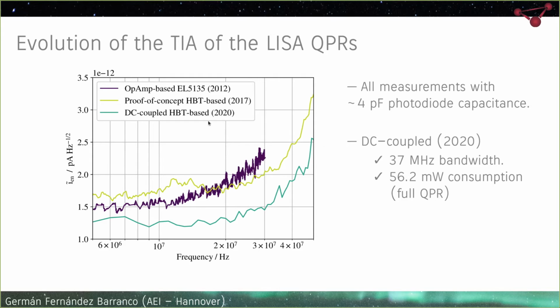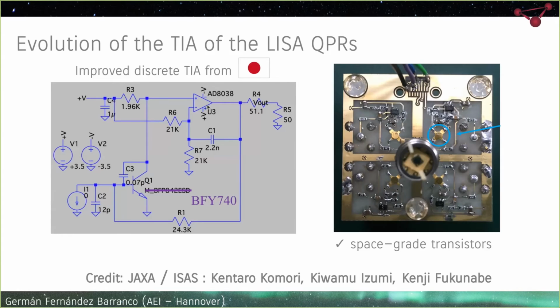And you can see how the noise is lower than in the op-amp case, the purple line, for the whole LISA frequency range, so from 5 megahertz up to 25 megahertz. Additionally, the bandwidth is sufficient for LISA. It was measured to be 37 megahertz, and the power consumption was 56.2 milliwatts, lower than the 200 milliwatts requirement for the LISA QPRs.